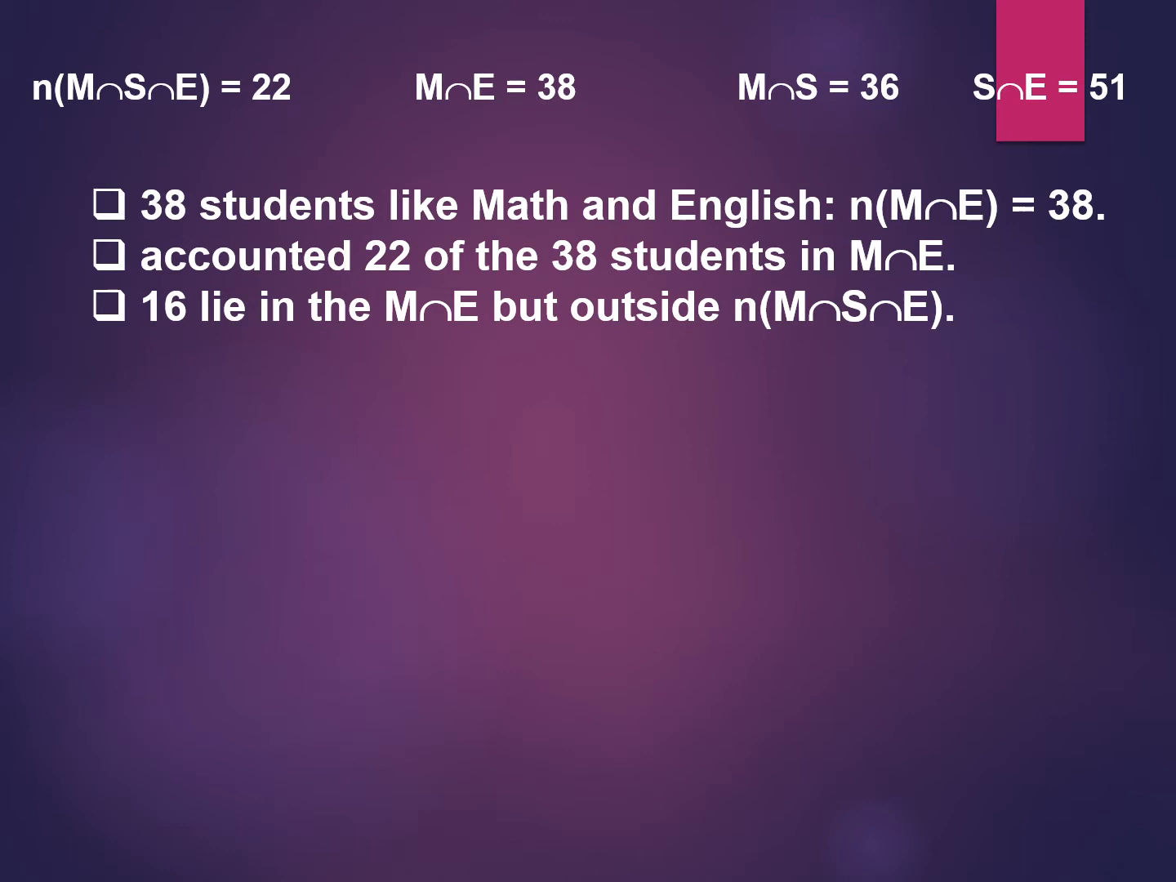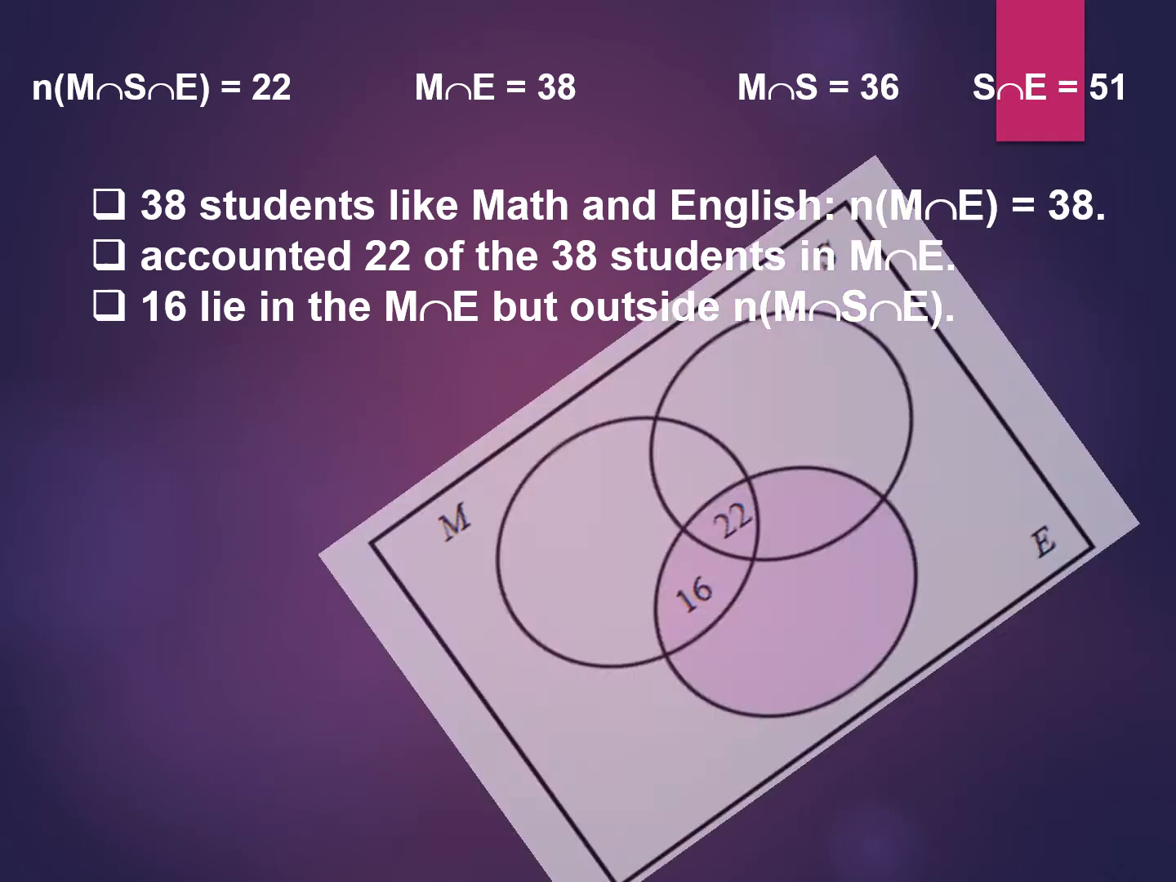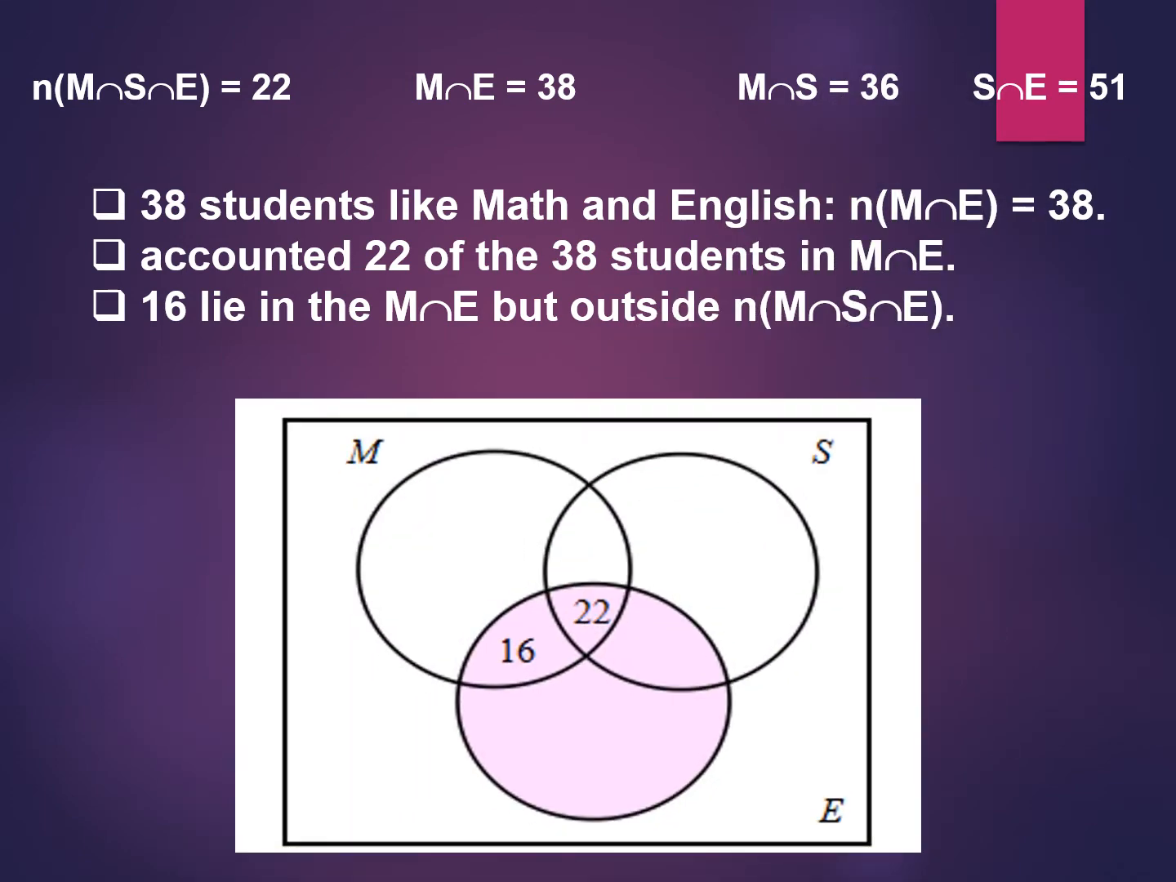There are 38 students who like math and English, so the intersection of set M and set E is equal to 38. I counted 22 of the 38 students in the intersection of M and E. So 16 lie in the intersection of M and E, but outside the intersection of set M, set S, and set E. This is shown by the Venn diagram.